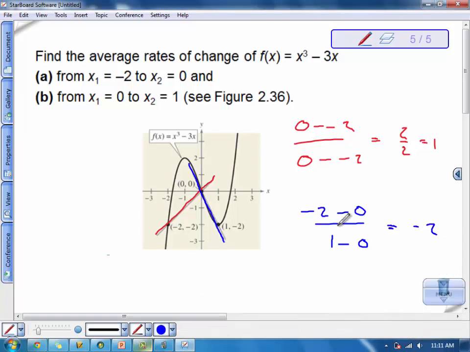Instantaneous rate of change is the slope at a tangent point. So the instantaneous rate of change at a certain point is the slope of the tangent line, which we would need calculus to find. We would find the derivative of this function at a certain point to do that, which we're not going to talk about for now. You'll talk about instantaneous rate of change in calculus.